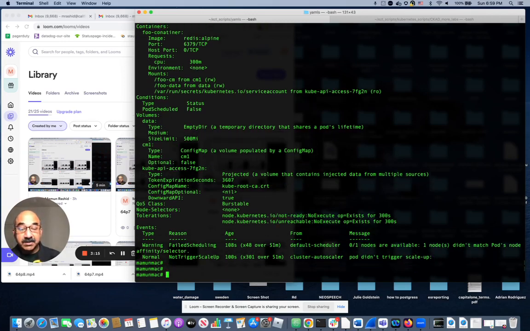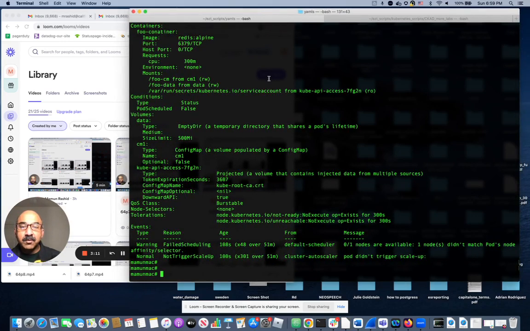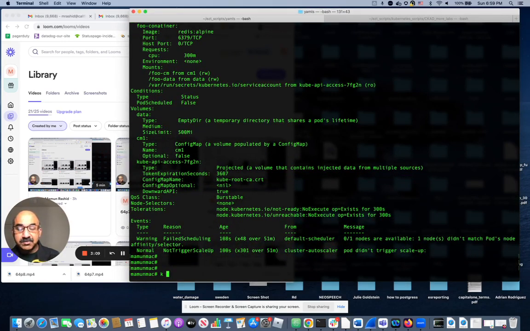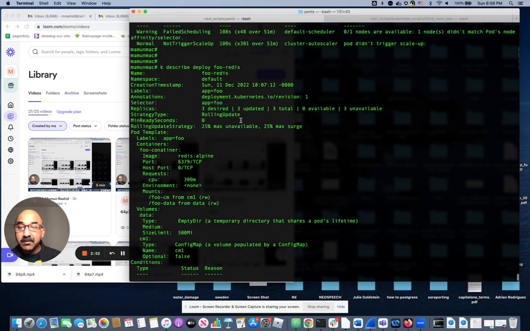So let's look at the definition. So one way to get the definition, we might actually get that just by describing the deployment. So let's do describe deploy foo-redis. And let's see if there's any node affinity or node selector going on. So selector, it says app equals foo. That's the label that it has to select on.